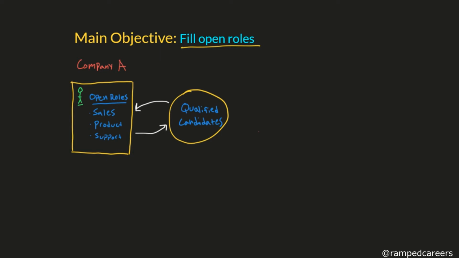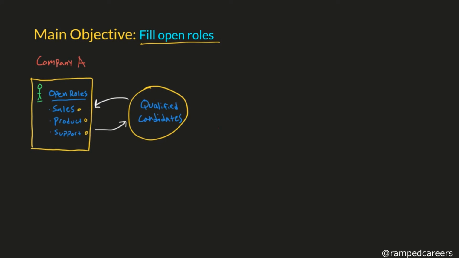And the way you're going to do that is you're going to go out in the market and find qualified candidates or qualified people that can do these jobs. So you want to go out and find salespeople that can do the sales jobs, product people that can do the product jobs, support people that can do the support jobs. So that's the main objective: go fill these open roles as a recruiter. So how do you actually do that? The key tasks or the key steps in your day-to-day as a recruiter. Let's break those down.